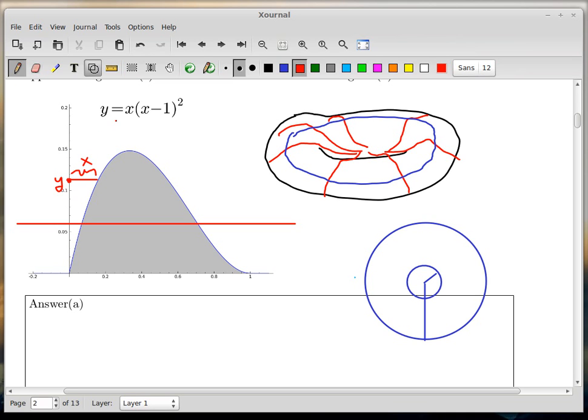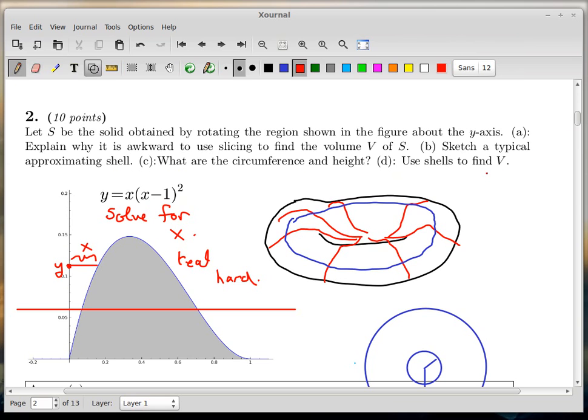And how are you going to find it? To get it, you have to solve this equation for x. But the problem is that this is a cubic polynomial. This is degree 3. So solving for x is going to be a real nightmare. It's real hard, and so that's why you can't do that. And that completely answers the question with these assumptions. You know that you can only cut it vertically or horizontally. So that takes care of part A.